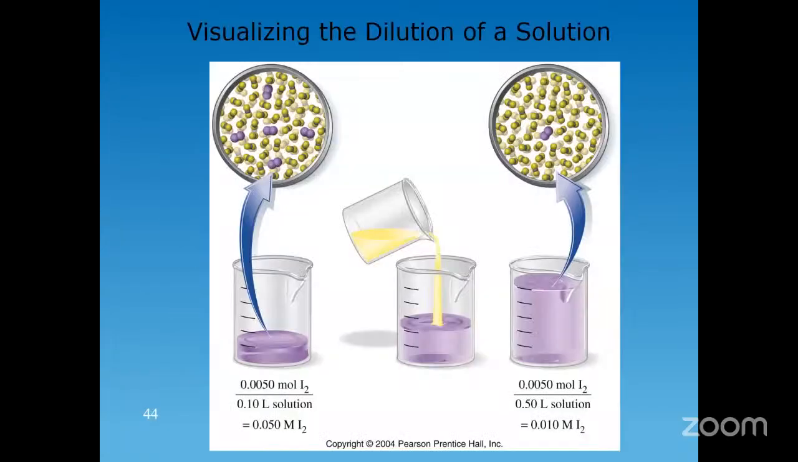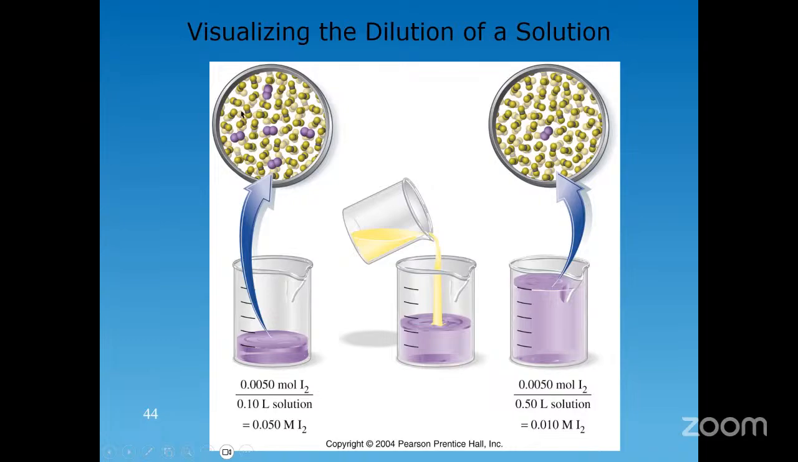So here's an example. We have a solution of 0.0050 moles of iodine in a 0.10 liter solution, and the resulting molarity of that solution is 0.050 M, right? Now, if you were to add more solvent to it, so that the volume increases from 0.10 to 0.50 liters, there will be a corresponding fall in the molarity, right? So you're increasing the volume fivefold, and at the same time decreasing the concentration fivefold, right?